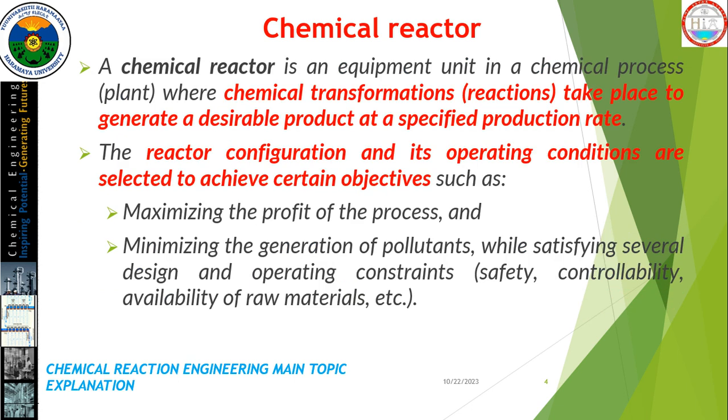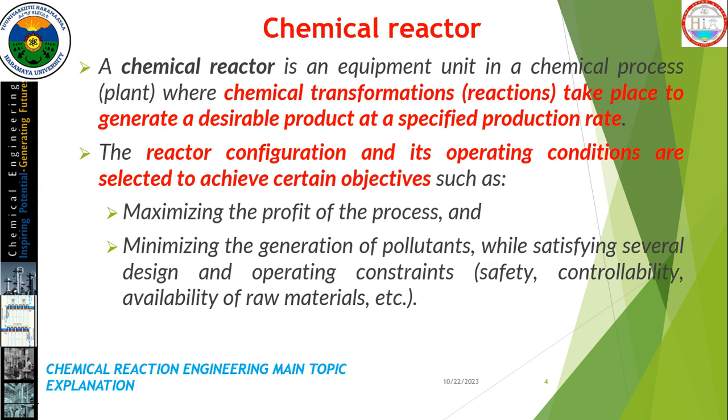A chemical reactor is an equipment unit in a chemical process or plant where the chemical transformations or reactions take place to generate the desirable product at a specified production rate. So the chemical reactor is the place where chemical reactions or unit processes take place. In chemical engineering, the chemical reactor is the heart of chemical processes, because all chemical transformations or reactions take place in a given chemical reactor.